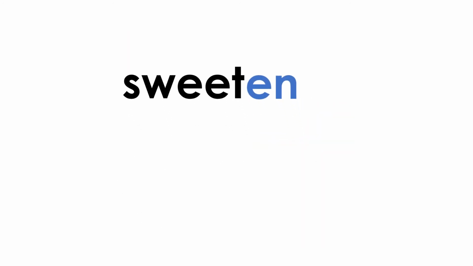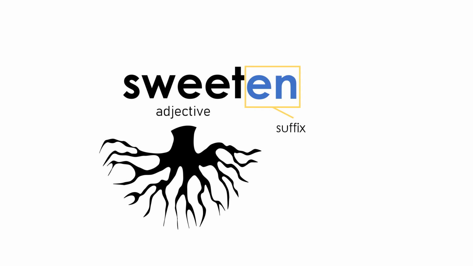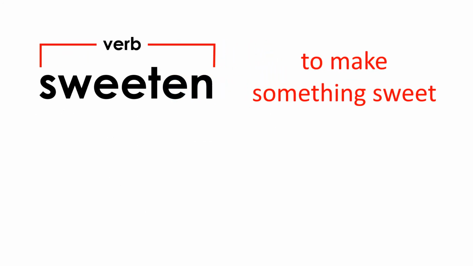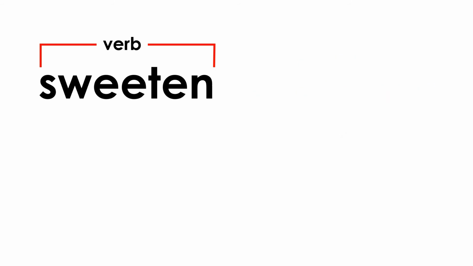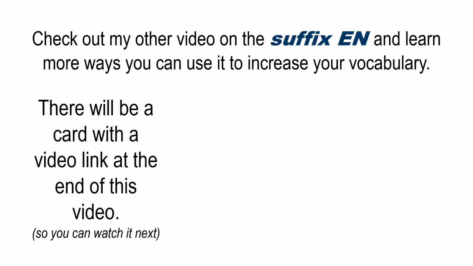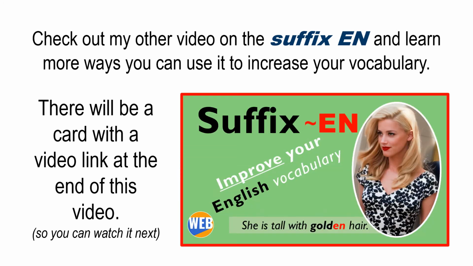Let's look at the first part of our new word that adds en. One function of the suffix en is to turn adjectives into verbs. Sweeten is a verb that means to make something sweet. I sweeten my coffee with honey. Check out my other video on the suffix en and learn more ways you can use it to increase your vocabulary. There will be a card with a video link at the end of this video, so you can watch it next.